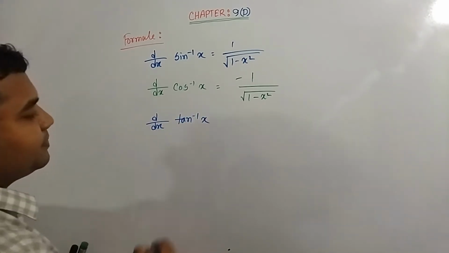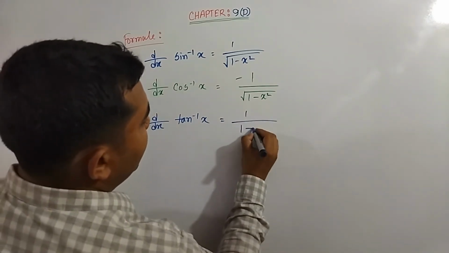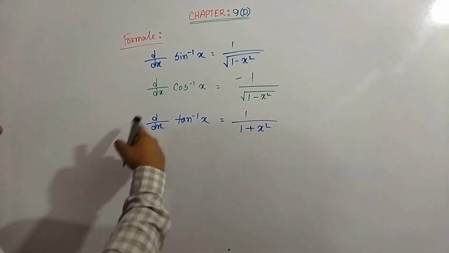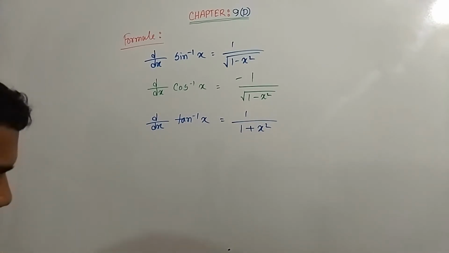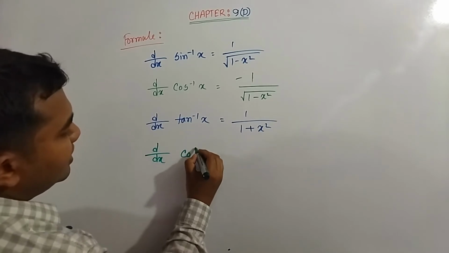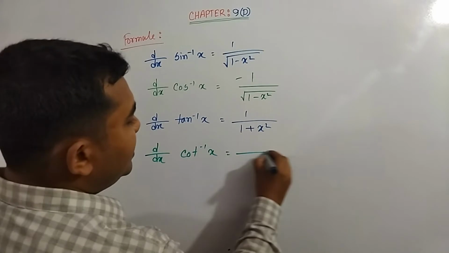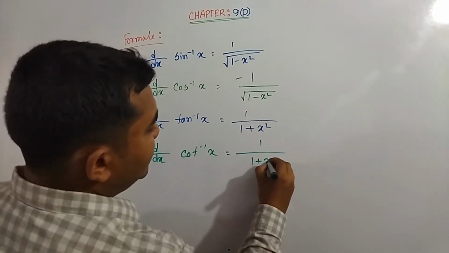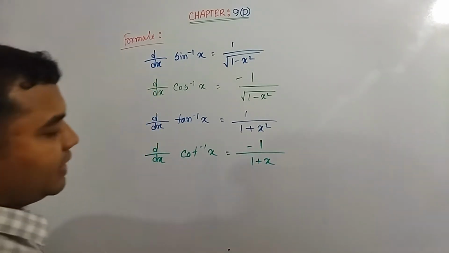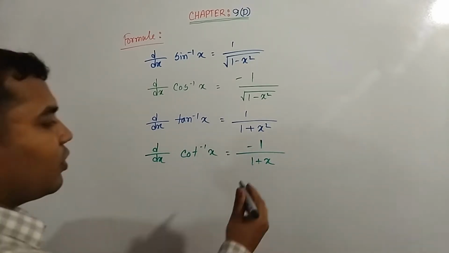Now we go for the differentiation of tan inverse x. d/dx of tan inverse x is a very common one, 1 by 1 plus x square. And now we'll discuss d/dx of cot inverse x. What can it be? Guess it. Exactly. Everything is the same, we just write an extra minus on it. Then d/dx of cot inverse x is minus 1 divided by 1 plus x square.